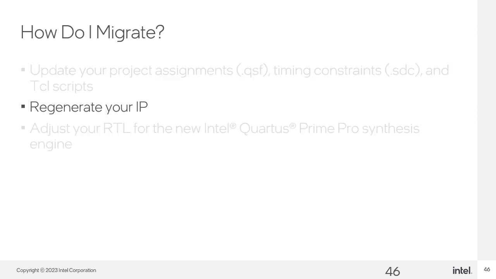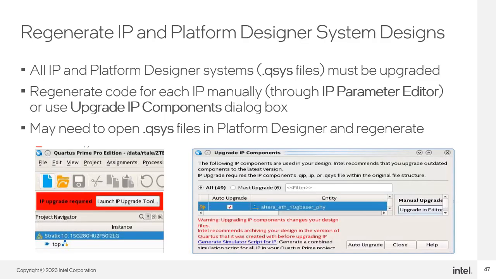The second step in the migration process is to regenerate all IP in the design. When moving to the Intel Quartus Prime Pro Edition, the files for all IP cores and Platform Designer system designs must be regenerated. When you first open a project in the Pro Edition, created in another Quartus software product, if there are any IP cores or Platform Designer systems in the design, the top of the project navigator will indicate that IP upgrades are required.